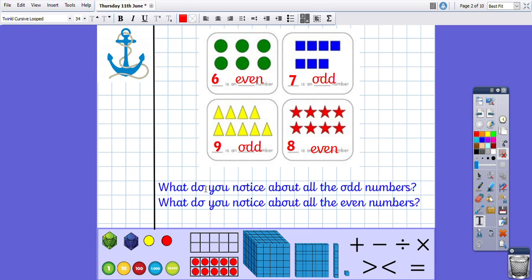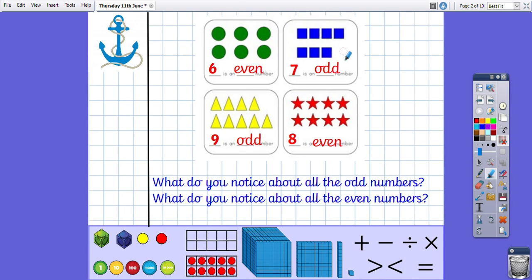Then I want you to tell me, what do you notice about all the odd numbers and what do you notice about all the even numbers? Look at the pictures if you're struggling. What do you notice? You should notice that all the even numbers fit nicely together. Can you see? They are equal. You've got two equal groups and they make a nice array. Your odd numbers have a piece missing. So for 7 there is a piece missing here, and for 9 there is a piece of the pattern missing here.